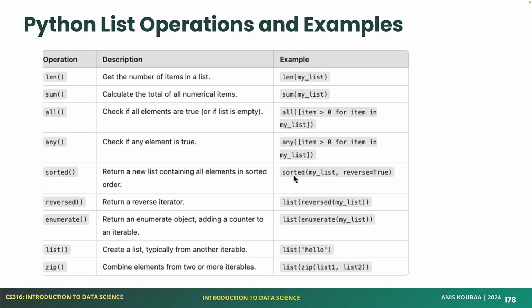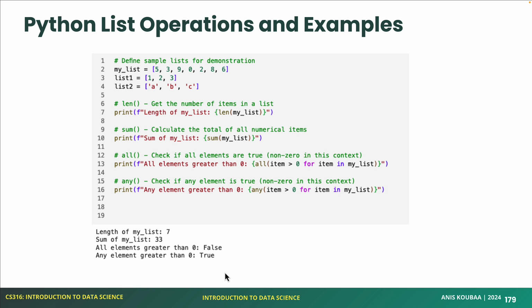Of course, there are elements that are considered false, like None, empty string, these types of elements, as we have observed yesterday in the example. You can sort elements, reverse the elements, and enumerate, which returns an enumerate object, adding a counter to an iterable. You can use list(enumerate(my_list)). And zip to combine elements from two or more iterables. So this is an example that demonstrates all of these operations.